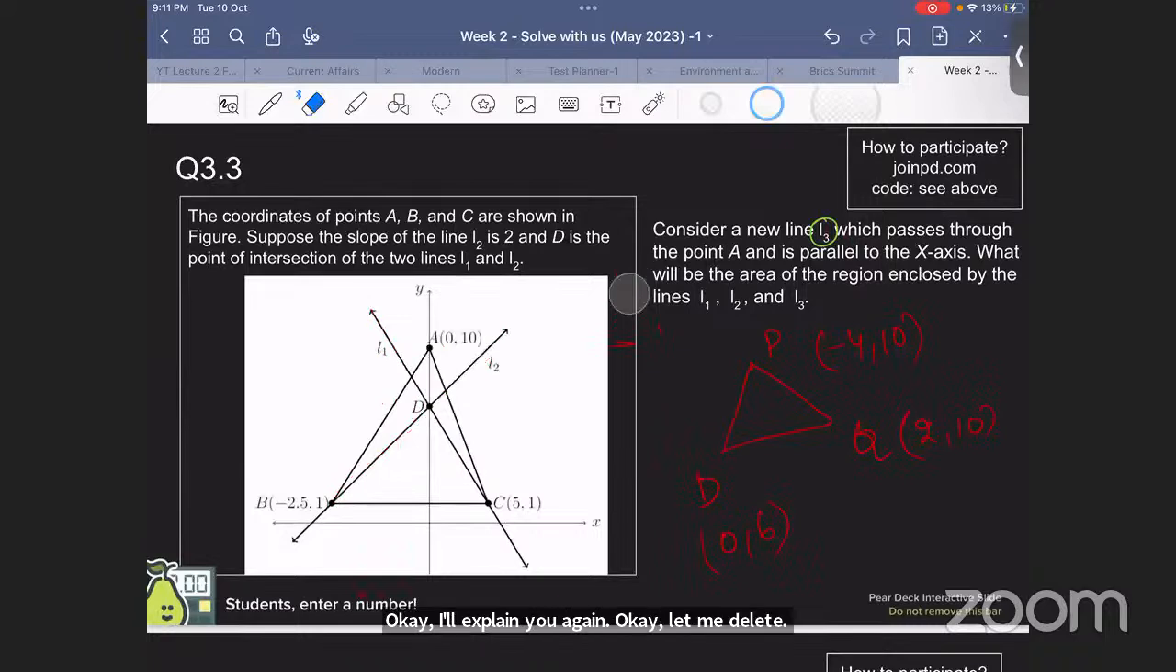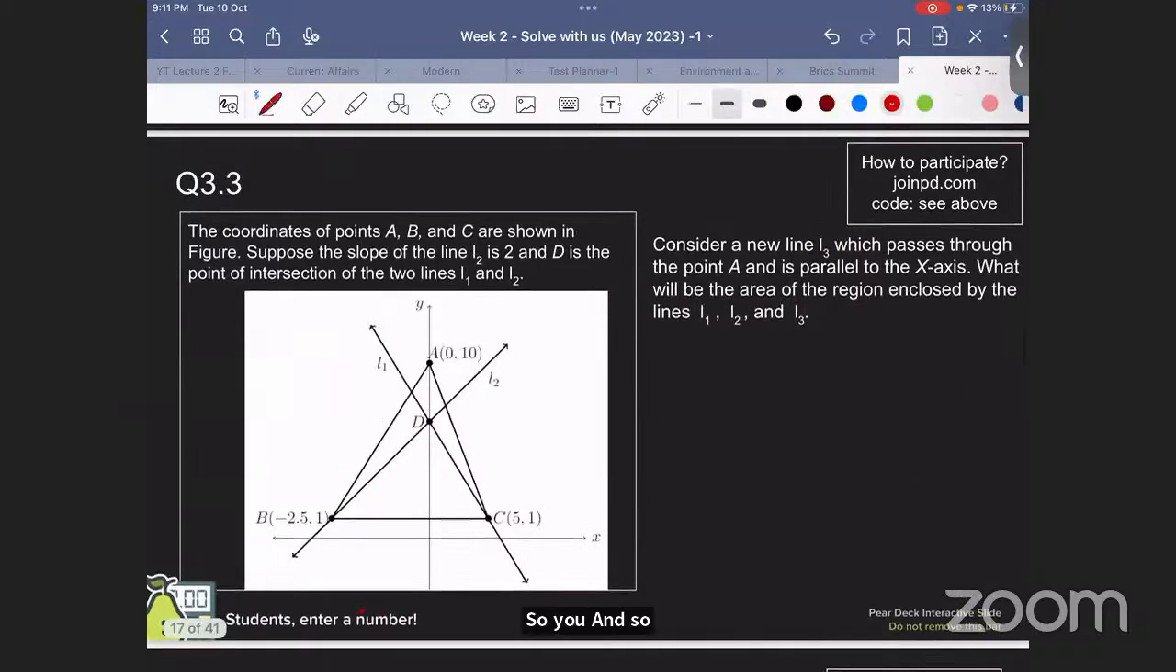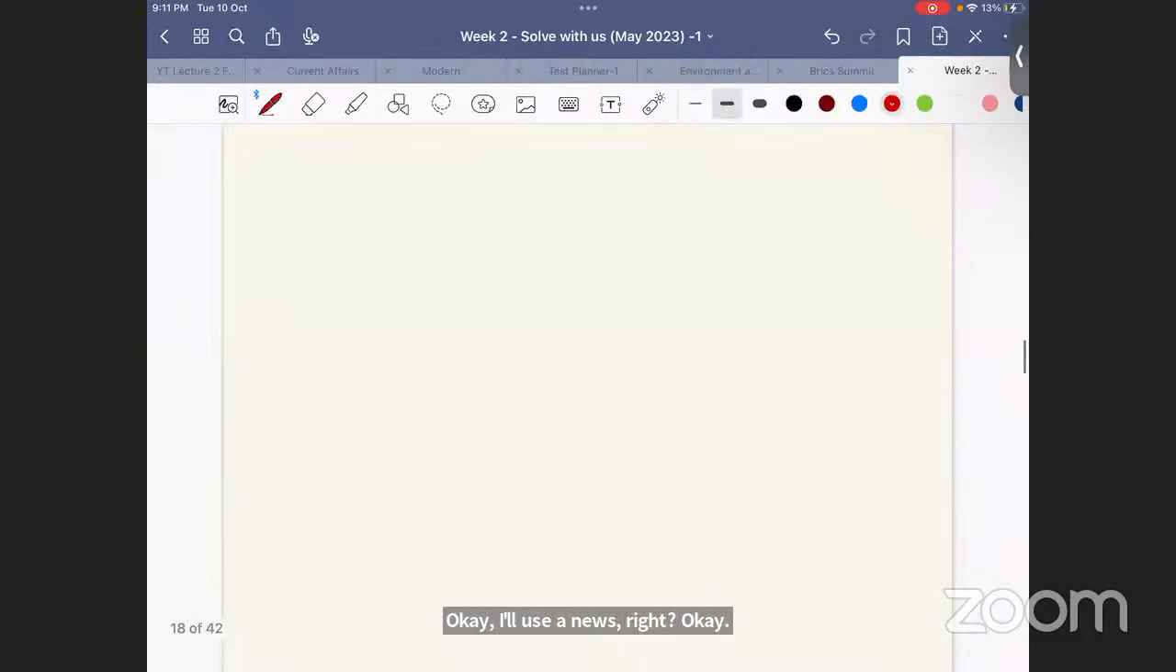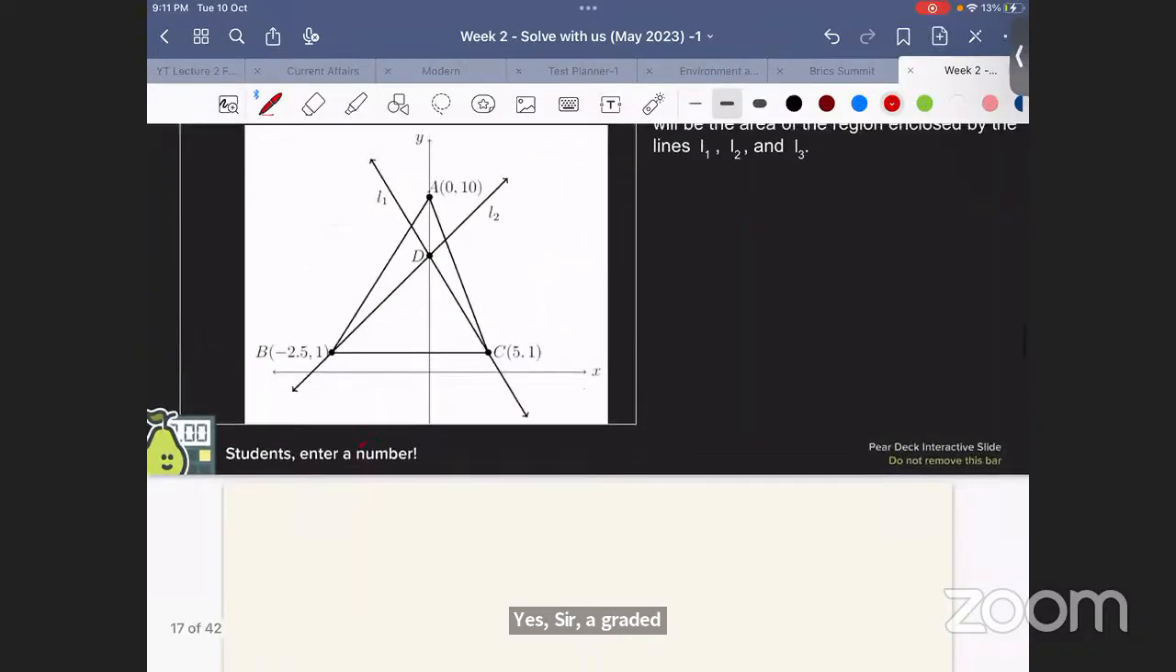So use a notebook, means a new slide for that. Okay, I'll use a new slide. Excuse me, sir. Sir, graded question and hello, sir. Yeah, I can hear you. Just tell me what's your doubt.